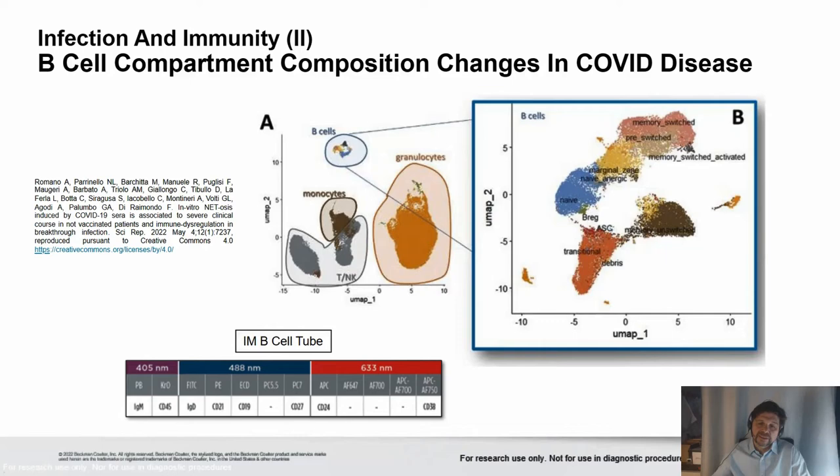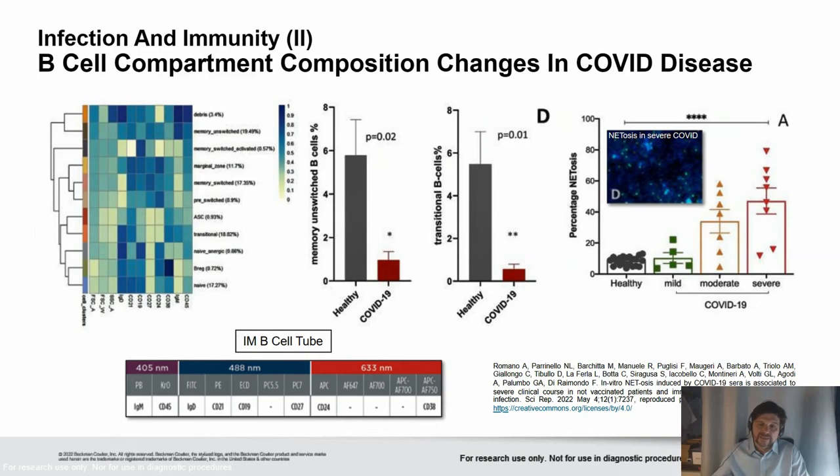So with the IM B cell tube that you already have seen in the mouse experiments, which is an 8-color tube, a relatively simple tube, we can already have a very high resolution analysis of the B cell compartment, as you see on the upper right using the UMAP projections here. Furthermore, we can hierarchically cluster all the subpopulations by the expression density of the markers that you can see here in each column.